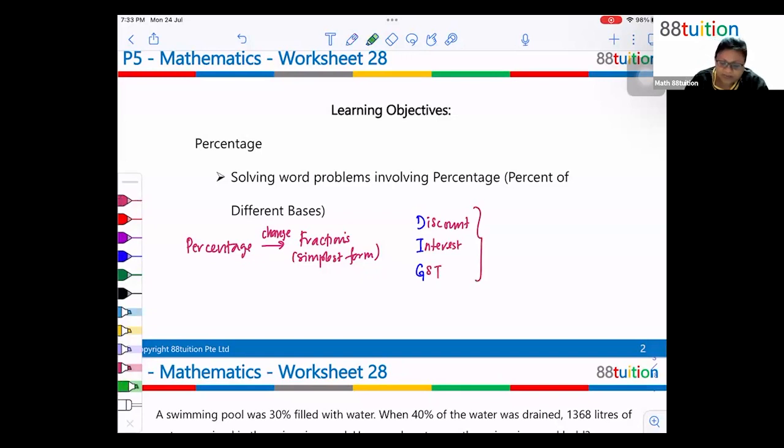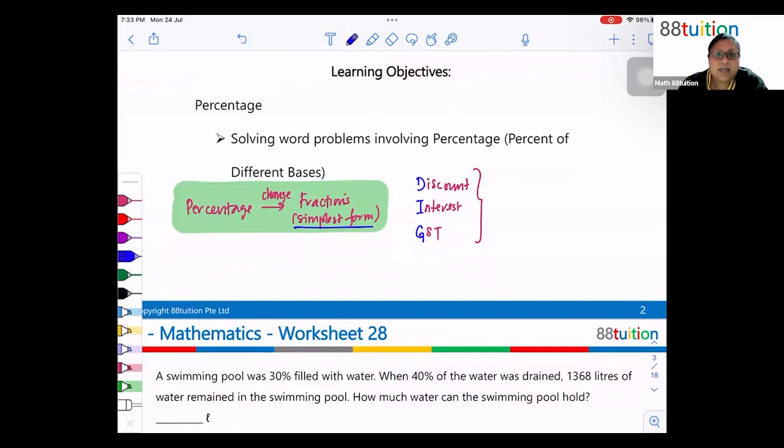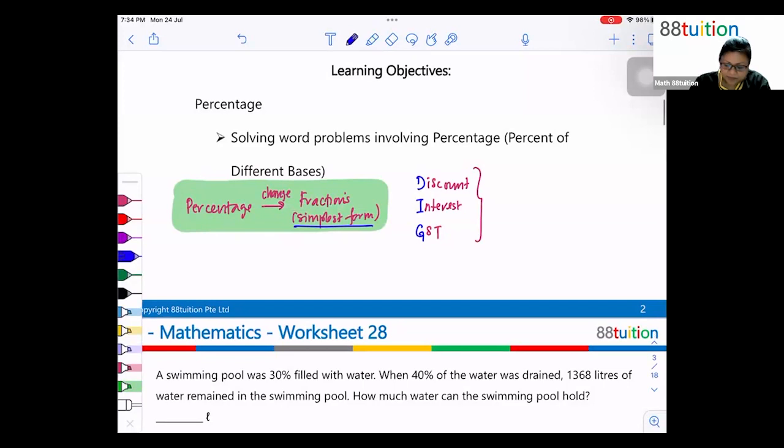But as long as you see percentage, you change percentage to fractions, and it must be in its simplest form. For example, if we're talking about the percentage, there's a few of you coming in. As long as you're talking about, say, 25%, for example, how would you change this to fraction in its simplest form?